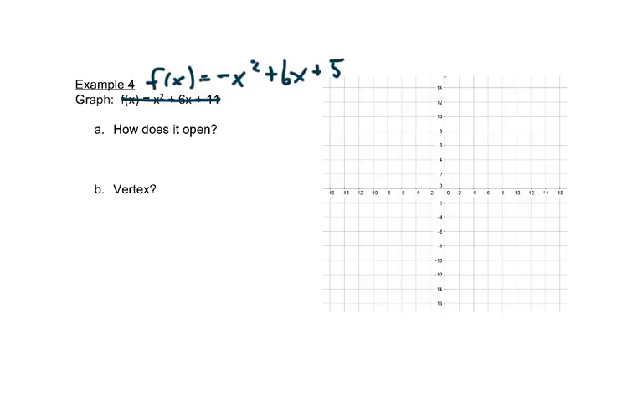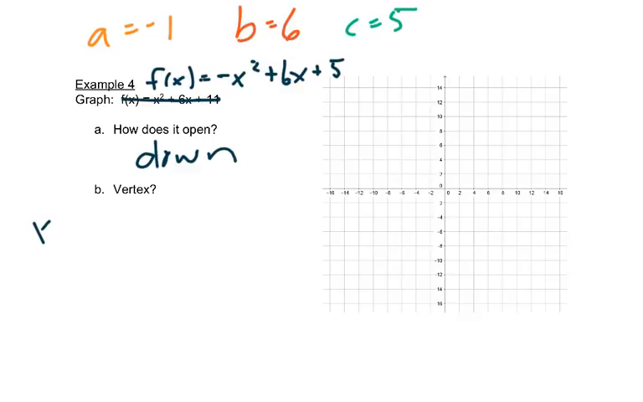Okay, so we'll look at this example now. There's a negative in front. Remember, A is -1 in this case, B is 6, and C is 5. And because A is negative, remember that tells us that the parabola will open down. So let's find the vertex. It's still the same formula.